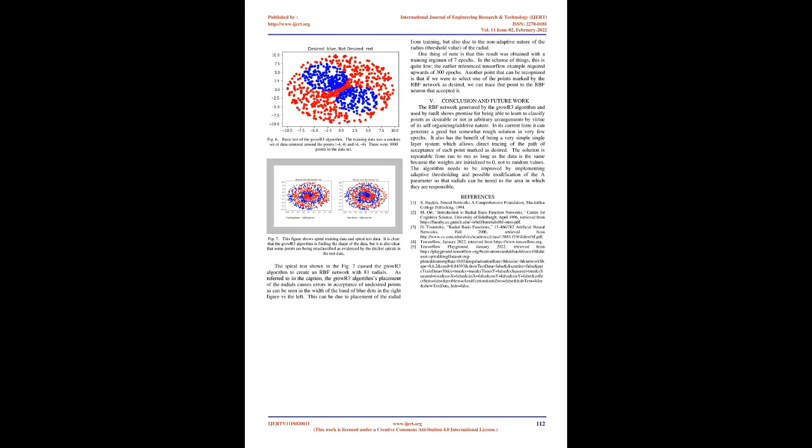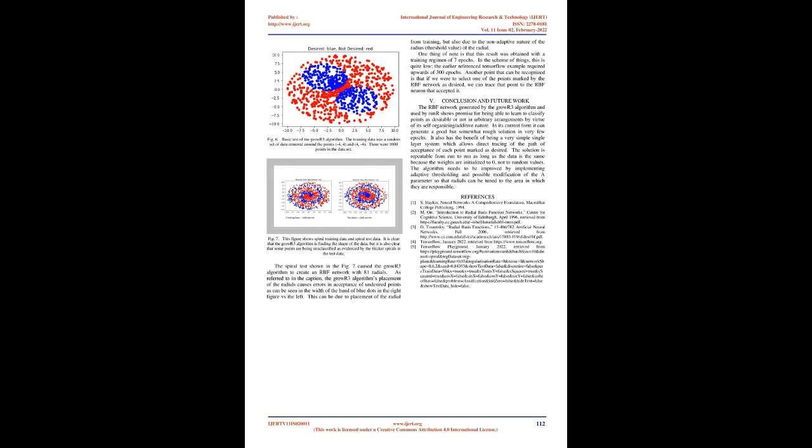The spiral test shown in the Fig 7 caused the Grow R3 algorithm to create an RBF network with 81 radials. As referred to in the caption, the Grow R3 algorithm's placement of the radials causes errors in acceptance of undesired points, as can be seen in the width of the band of blue dots in the right figure versus the left. This can be due to placement of the radial from training, but also due to the non-adaptive nature of the radius threshold value of the radial.